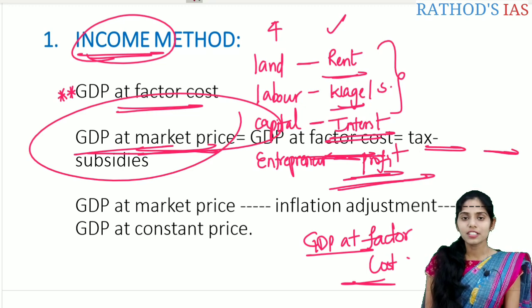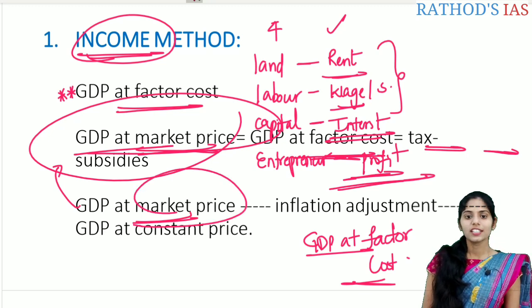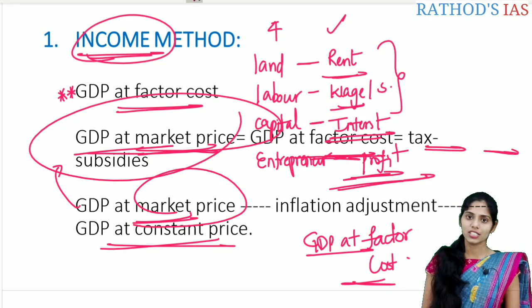And if you adjust inflation to this GDP at market price, which is calculated through the above formula, then whenever we adjust for inflation, we will get the GDP at constant price. So this is about the income method. I hope it is clear now.